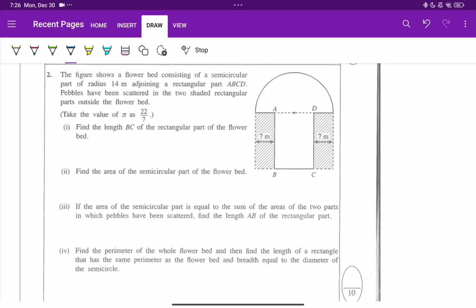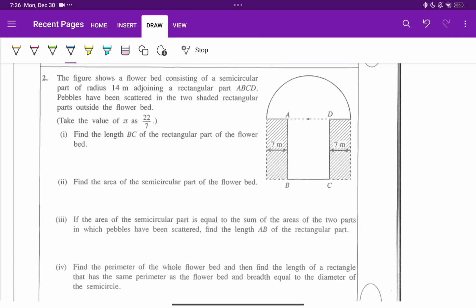This question is from 2020 O levels, area and perimeter. The figure shows a flower bed consisting of a semicircular part with radius 14 meters and a rectangular part ABCD. Pebbles have been scattered in the two rectangular parts outside the flower bed. So these are the rectangular parts outside the flower bed. Find the length BC of the rectangular part of the flower bed. So we have to find BC.